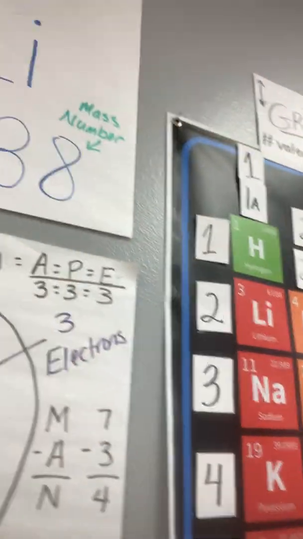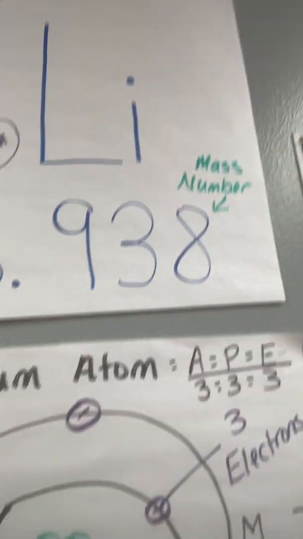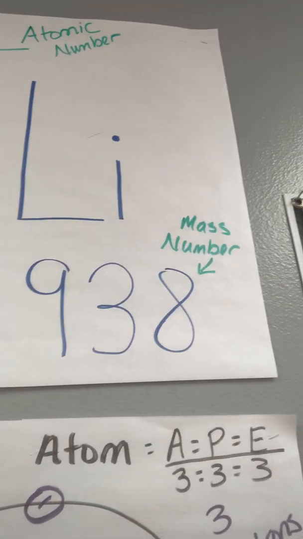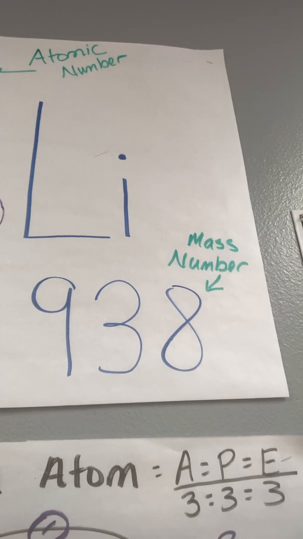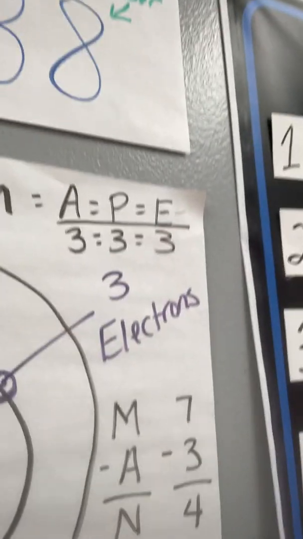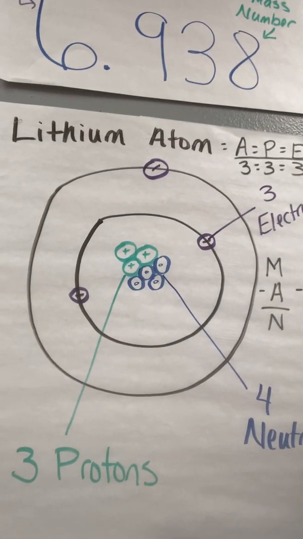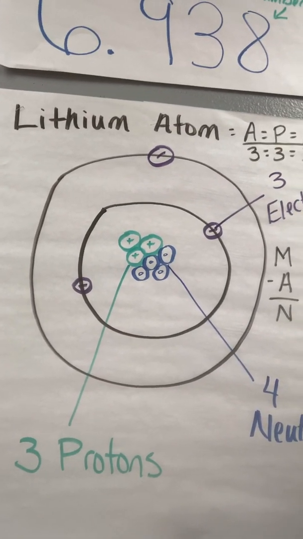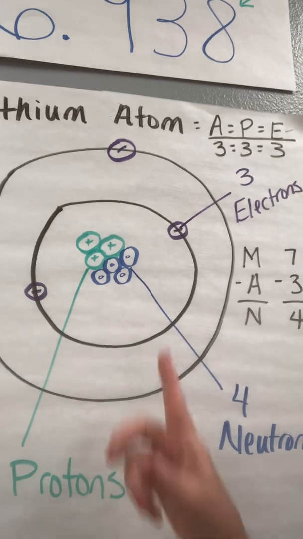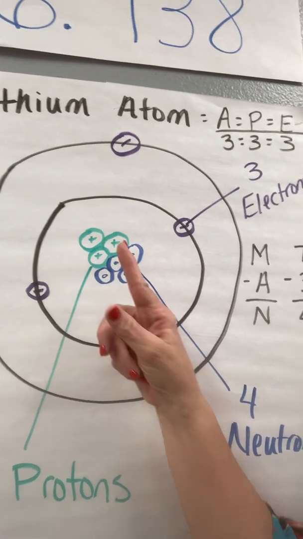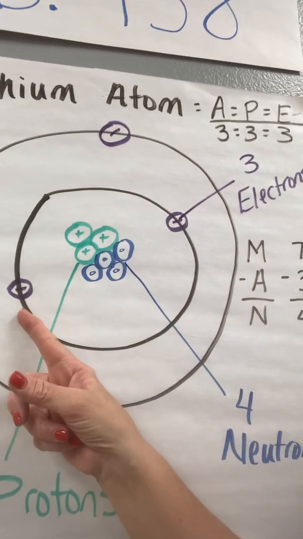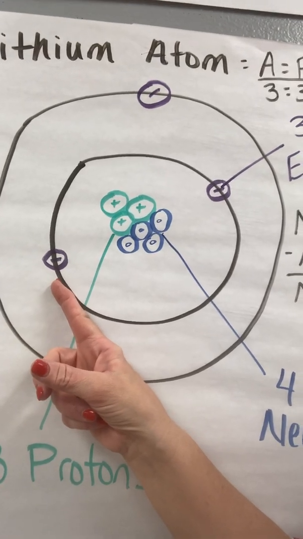Let's come over here to this. Okay, you've got a lithium atom. Your atomic number is 3. So therefore, if you come down here, you will see that you have 3 protons, okay, that have a positive charge. And then you also have 3 electrons that all have a negative charge.